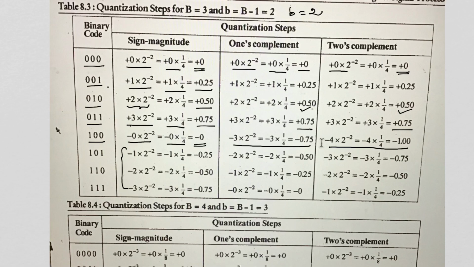Plus 3, next to plus 3 you are getting minus 3 in 1's complement. Then in sign magnitude you will get plus 3, after which you will get minus 0, minus 1, minus 2, minus 3. Whereas in 2's complement, plus 3, afterwards you will go for minus 4, minus 3, minus 2, minus 1. So you can see the variations. This is the quantization steps used for capital B equal to 3 and small b equal to 2 in sign magnitude, 1's complement as well as in 2's complement.